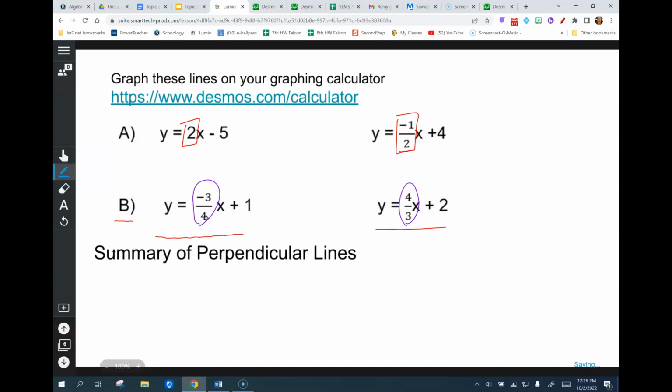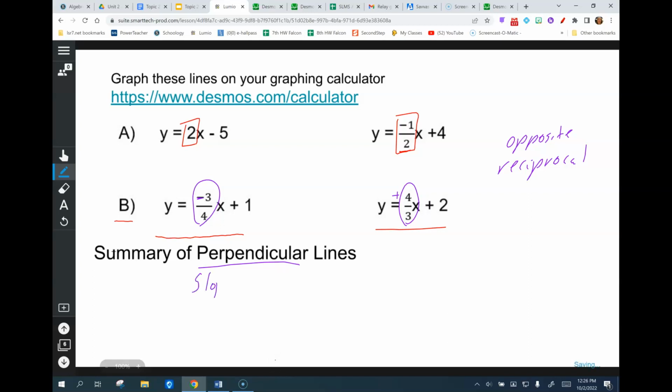Okay, do you see that they're reciprocals? And do you see that one is negative and one is positive? We would call these opposite reciprocals, or sometimes negative reciprocals. So, if I'm going to summarize perpendicular lines, you might have to write this off to the left or the right column in your book just to give some space, but this is important.